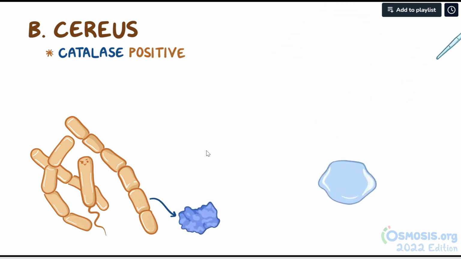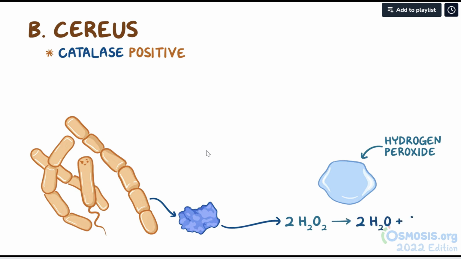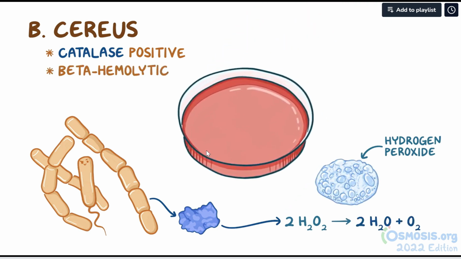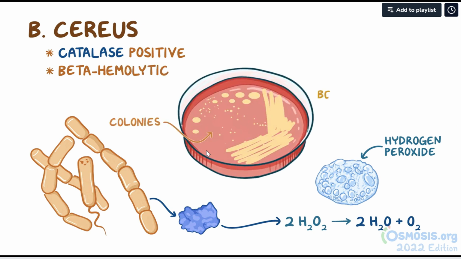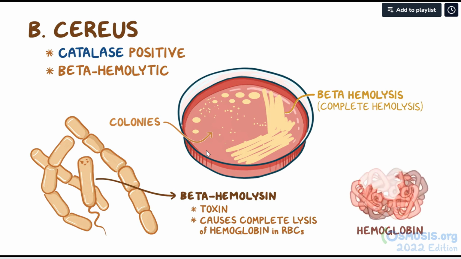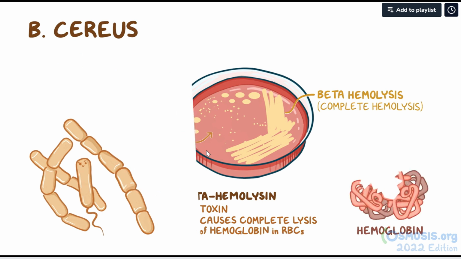This can be tested by adding a few drops of hydrogen peroxide to a colony of bacteria, and catalase makes hydrogen peroxide dissociate into water and oxygen, making the mixture foam. It's also a beta hemolytic bacteria, because when cultivated on a medium called blood agar, B. cereus colonies cause beta hemolysis, also called complete hemolysis. That's because B. cereus makes a toxin called beta hemolysin that causes complete lysis of the hemoglobin in the red blood cells, making the blood agar change color from red to transparent yellow around the colonies.